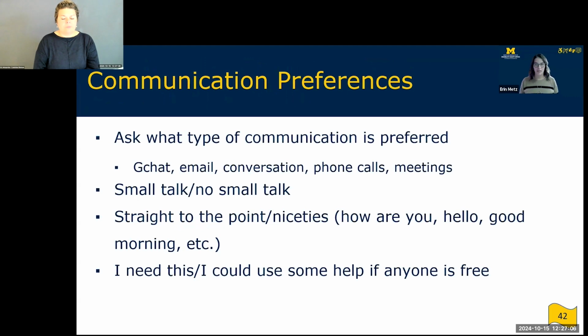We've kind of mentioned this a bit already, but ask the person that you're communicating with what communication method they prefer in different situations. Realize that some people enjoy small talk and some don't. Some people need to start their day with a hello, how are you? Good morning. And others want to get straight to the point. And some people are really comfortable coming right out and asking for help, versus others who are much less comfortable and may need to ask for help in different ways.